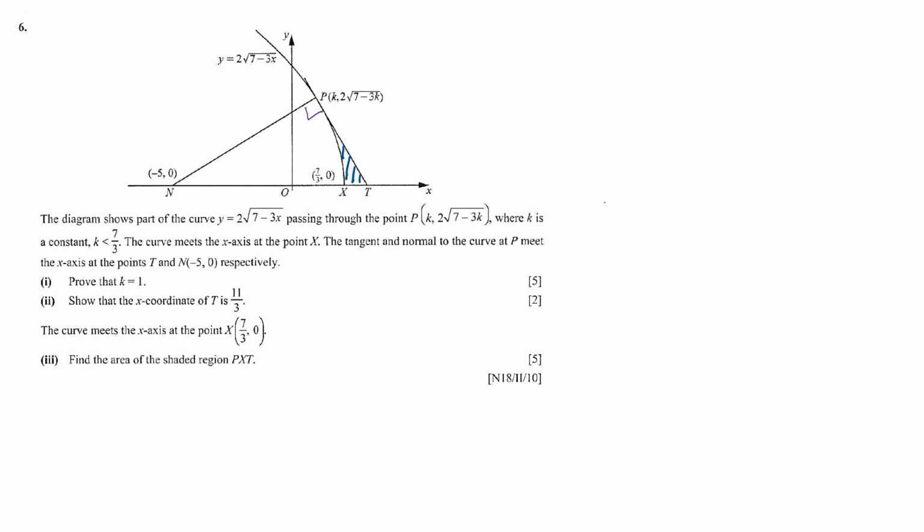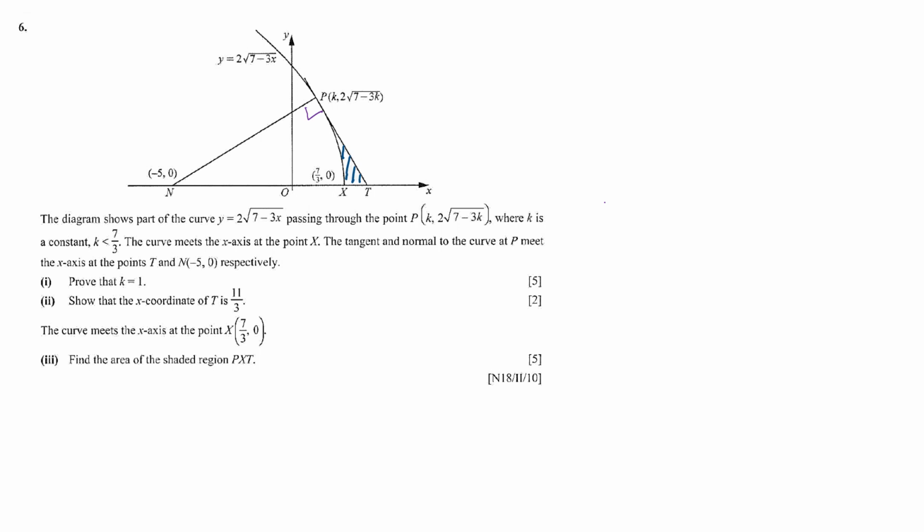X has coordinate negative 5, 0. Sorry, N has negative 5, 0. X has 7 over 3, 0. Given point P to be k, 2 square root 7 minus 3k. We're also given the equation of the curve, which is y equals 2 square root 7 minus 3x. So for part I, we are asked to prove that k is equal to 1.